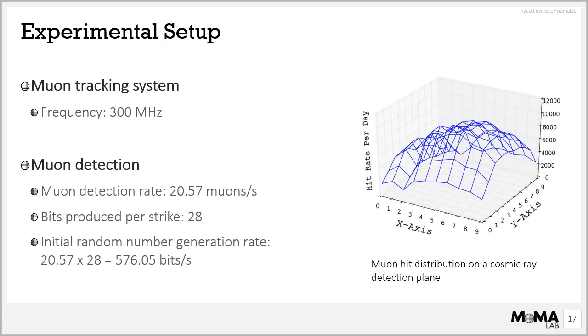Now I would like to talk a little bit about the conditions of our experiment. During our experiment, the tracking system was positioned near sea level and operated at 300 MHz. So under these conditions, the muon tracking device exhibited detection rates of about 20 muons per second, and from each muon strike, we were able to produce 28 bits of information. This means that about 576 bits were generated each second before going through the post-processing phase.